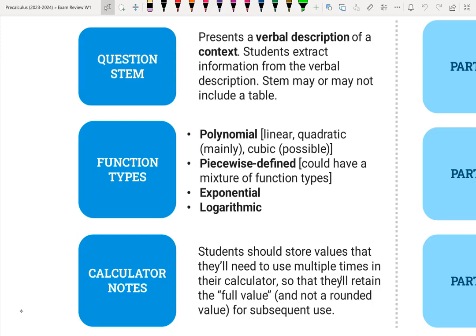Because remember, you do not want to use a decimal approximation for something you're calculating with. You give the decimal approximation to 3 decimal places at the final answer, not with any intermediary computations. So you want to retain the full value for any subsequent use. So storing is going to be your friend. Storing functions, storing values.